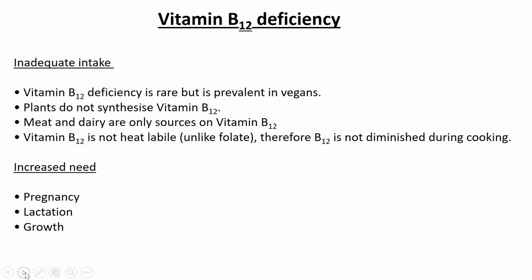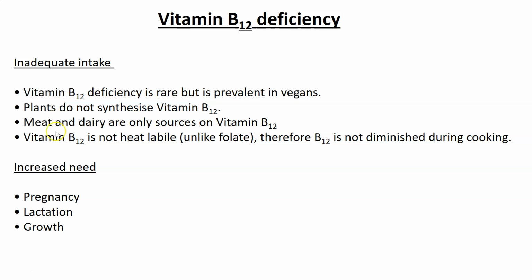Okay, so vitamin B12 deficiency, or anemia because of vitamin B12 deficiency, is rare, but it is more common in vegans or people who are strict vegetarians. People who are strict vegetarians have to take supplements of vitamin B12 because it doesn't exist in plants. Plants don't synthesize vitamin B12. Meat and dairy are the only sources of vitamin B12.